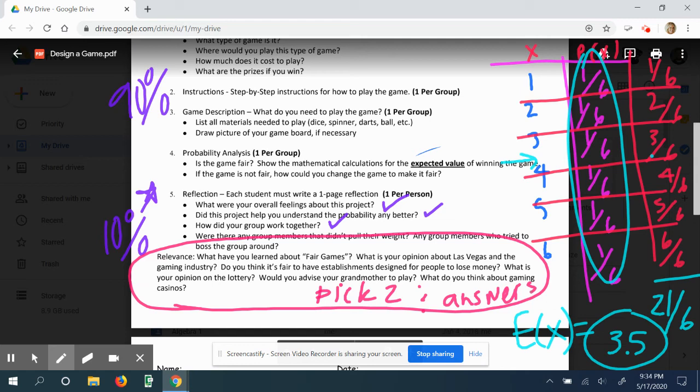What have you learned about fair games, or what's your opinion of Las Vegas and the gaming industry? Do you think it's fair to have establishments designed for people to lose money? What's your opinion of the lottery? Would you advise your grandmother to play the lottery? And what do you think about gaming casinos? And you can just pick 2 of those and answer it. That's part of it. So remember, the write-up, including your game board and all that kind of stuff, is 90% of it. The final 10% is your reflection, making sure you pick 2 of these, okay?